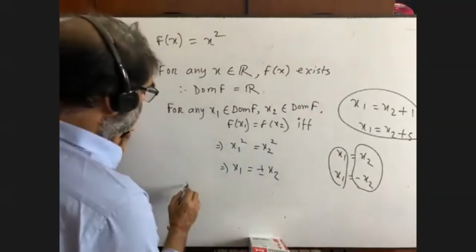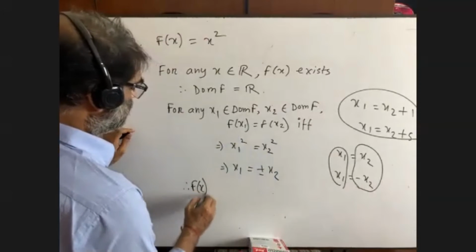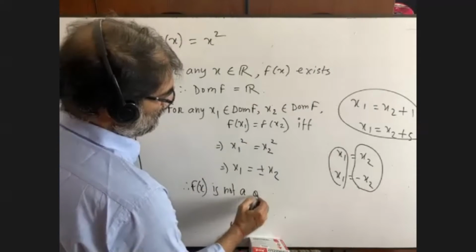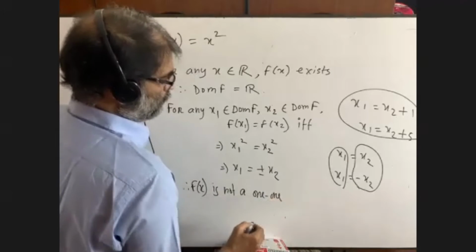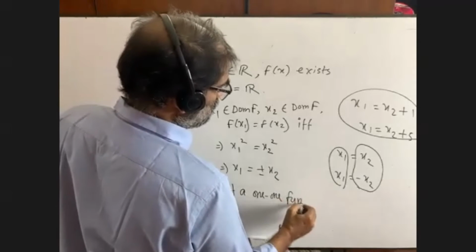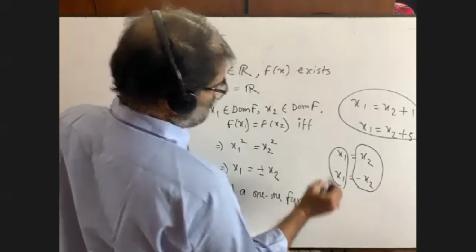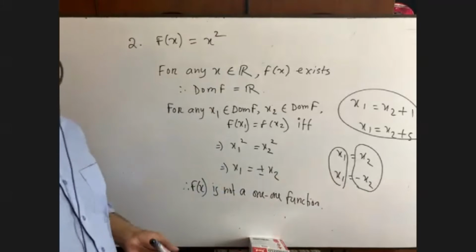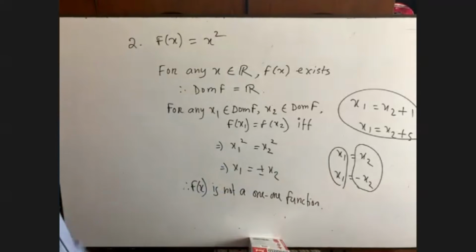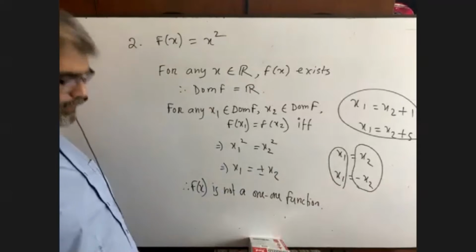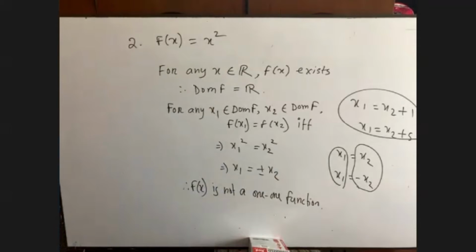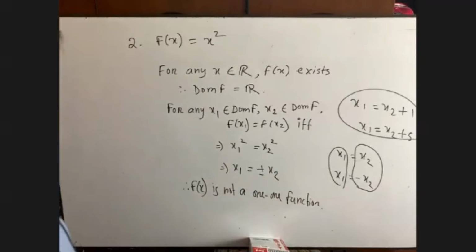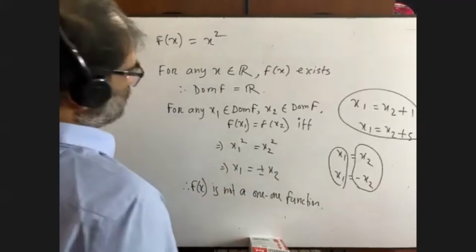Write down, therefore, f(x) is not a one-one function. Have you got it? Please try to understand. So here f(x) is not a one-one function. To determine whether a function is one-one or not, there is a procedure, and you have to maintain the procedure. I think you have copied it.